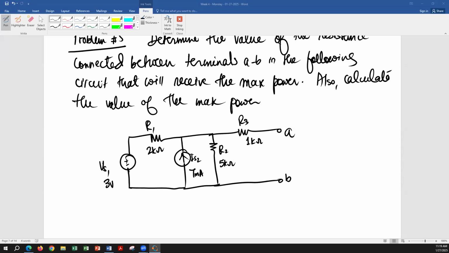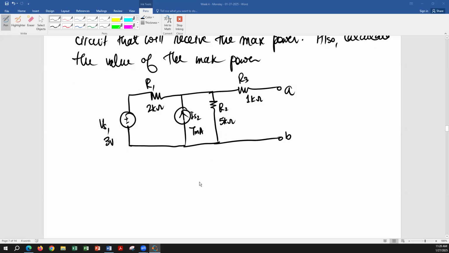Okay, and how are we going to calculate the value of that maximum power? What are we going to do? We need voltage where? Okay, and what is that voltage? That's the Thevenin voltage. Very good. So you establish what you need to do. You need to first figure out the Thevenin resistance. Basically, you are Theveninizing the circuit between nodes A and B.